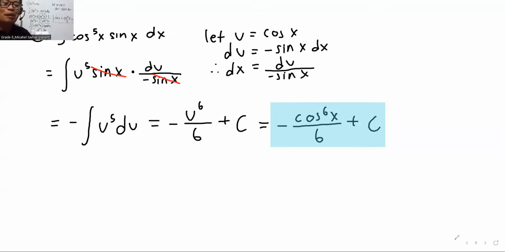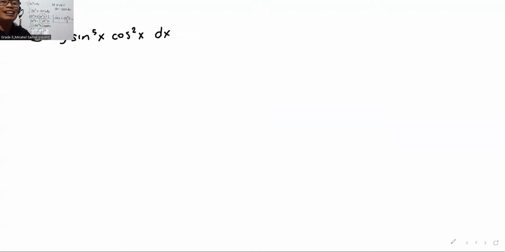Next problem, I think it's quite complicated. I think it's problem number 4, Josh. Now in this case, if you have two functions, sine and cosine, you should select the one with the odd exponent to be separated. So let's do that. Separating sine 5x.